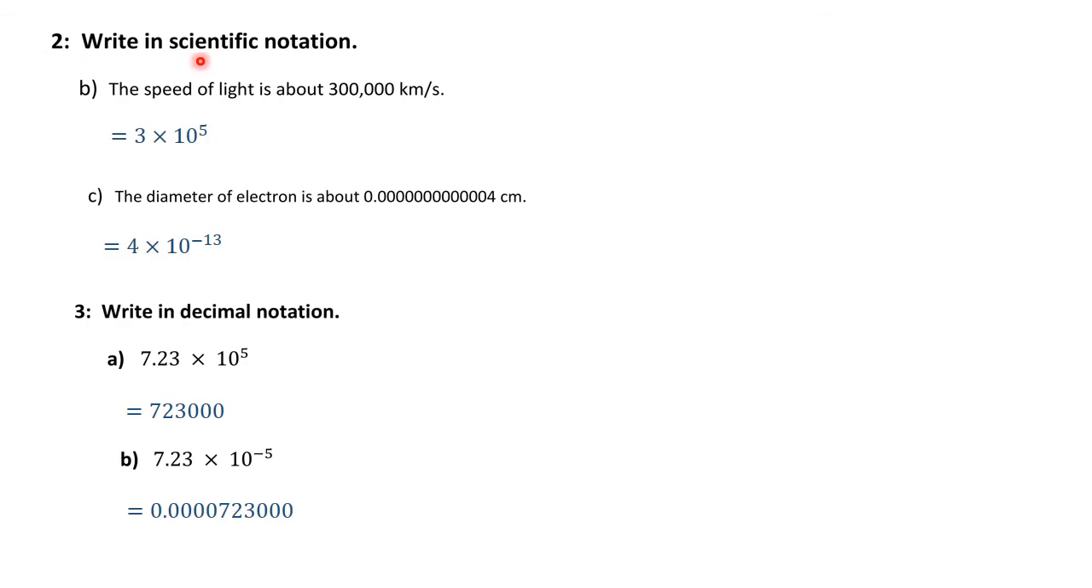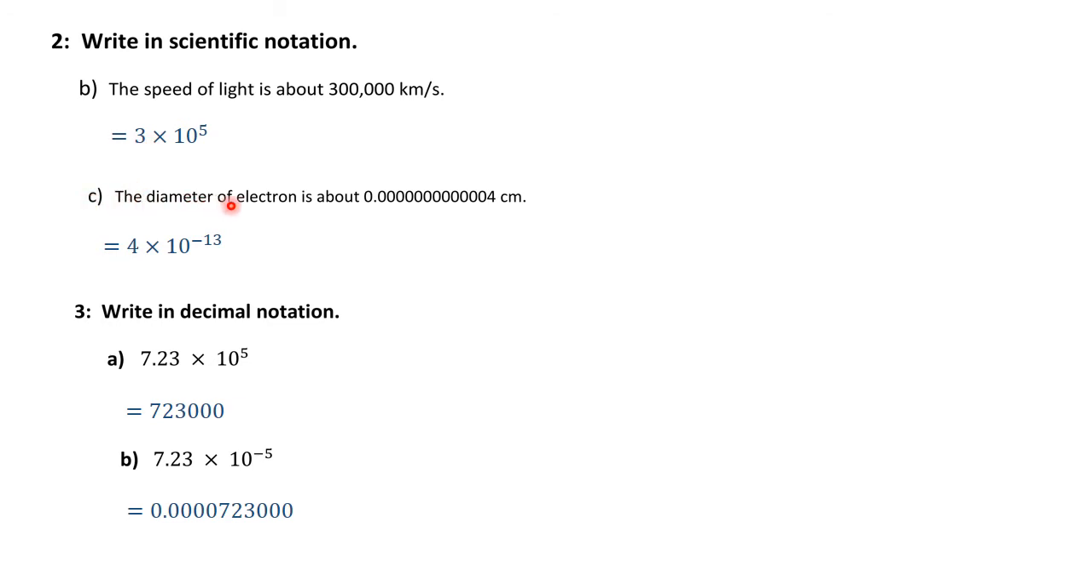Number 2, write in scientific notation: the speed of light is about 300,000 kilometers per second. So the number is 300,000. The decimal point is here. We have to move it towards the left. How many places? 1, 2, 3, 4, 5. 5 places. When we move the decimal point to the left, the power is positive. So 3 times 10 to the power 5.